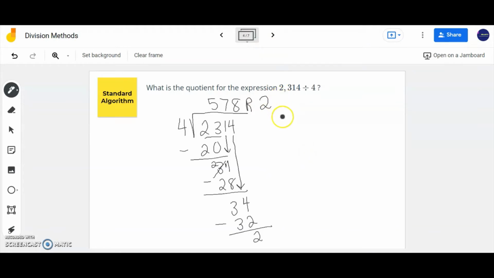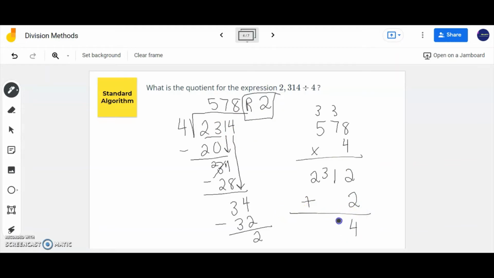Now, to make sure we did this problem right, we can always check our work. Looking at my quotient, we have 578 times my divisor of 4. Now, if we do this multiplication pretty quickly on the side, 4 times 7 is 28, plus 3 is 31. 4 times 5 is 20, plus 3 is 2,312. Now, looking here, notice this is not my dividend yet, because I have a remainder in this problem. I now have to add that remainder of 2, which now I'm like, yes, I did do this problem correctly, because my answer is the same as my dividend, and that's how you know you did it correctly.